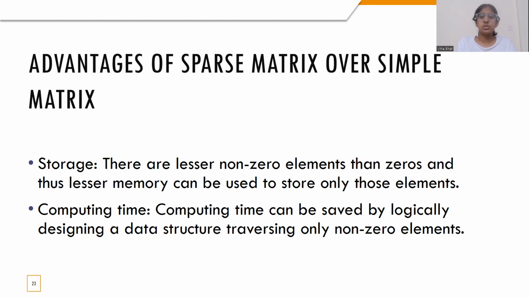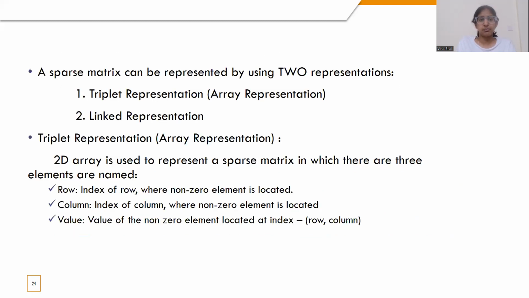So what are advantages of sparse matrix over a simple matrix? The first one is storage. There are lesser non-zero elements than zero elements, thus the required memory space is less compared to in a simple matrix. Next is computing time. Computing time can also be saved by logically designing a data structure traversing only non-zero elements. So if you're not traversing through the multiple zero elements that are present in the matrix, we are actually saving computing time.